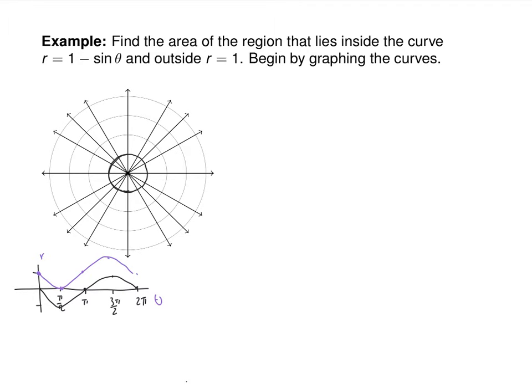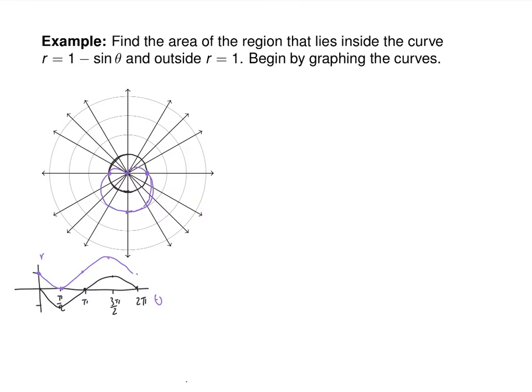Well, this curve will start at an angle of 0, radius 1. By pi halves we're at 0, so we've done this kind of thing. By pi, we're back at 1. By 3 pi halves, we'll be at 2. And then by 2 pi, we're back at 0.